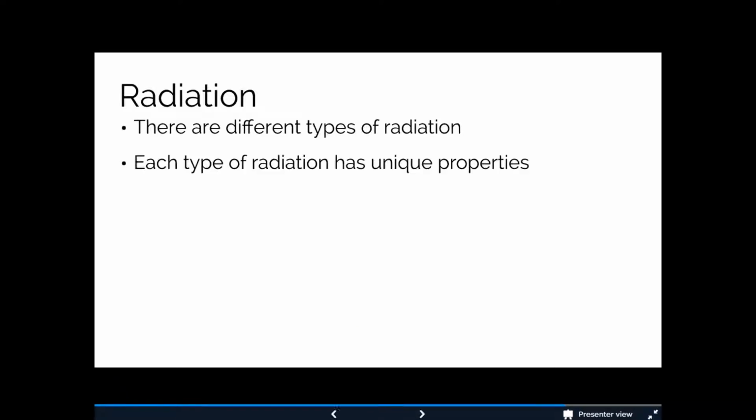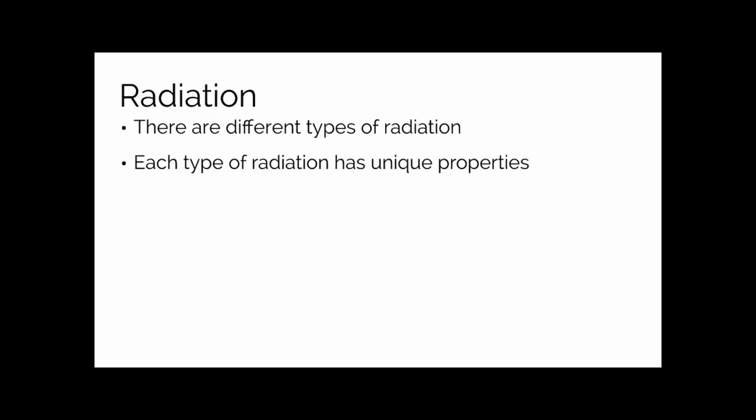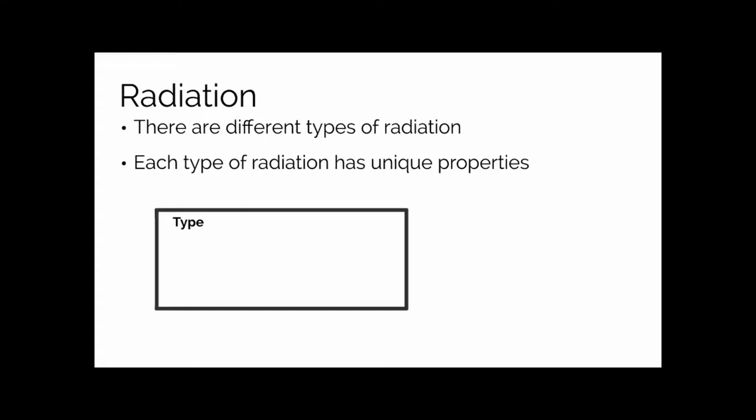All right, so our different types of radiation each have unique properties that we can use to separate them out and know how to deal with them in different ways. The three types that we'll focus on are alpha radiation, beta radiation, and gamma radiation, or you might also call them alpha particles, beta particles, and gamma rays. Notice that gamma is the one that's different.